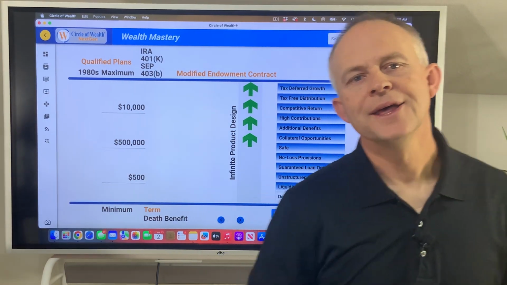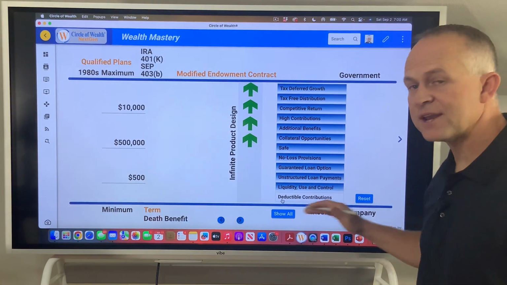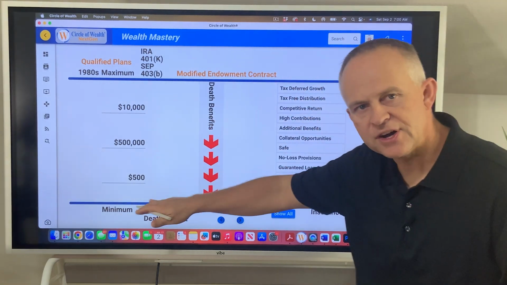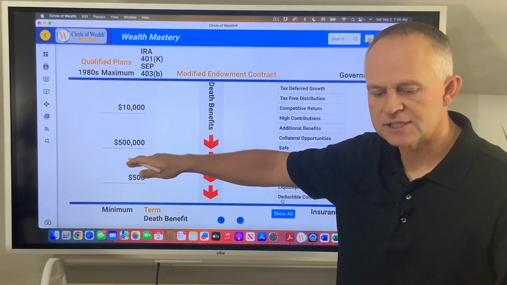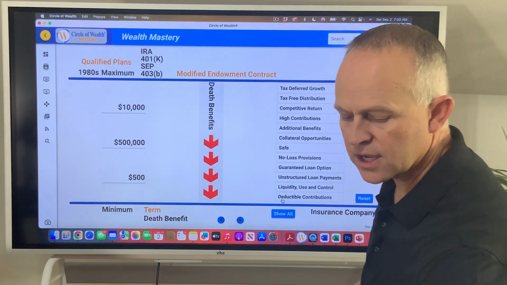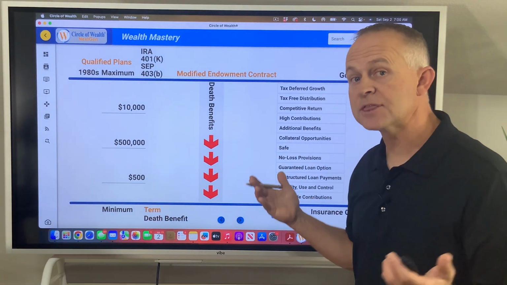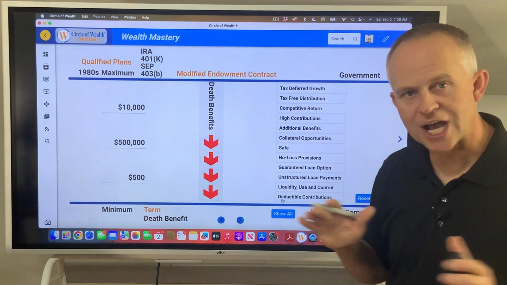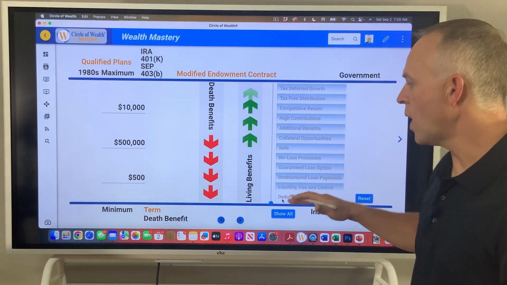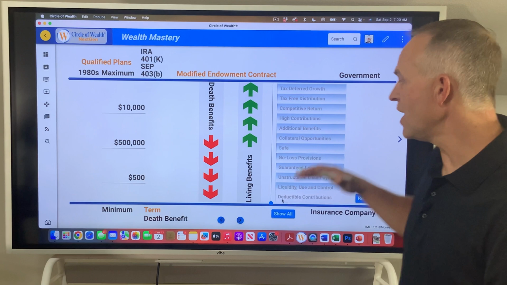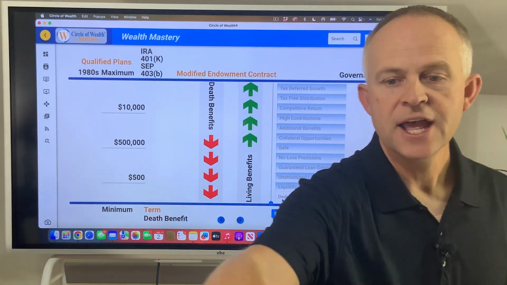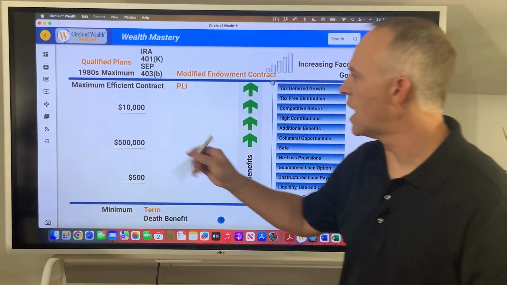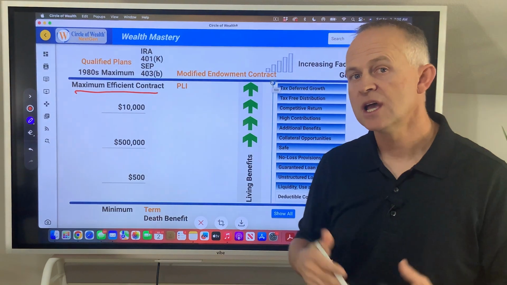So that's the only one that you don't get. But all these other benefits are what we call living benefits. So if you pay $500 for that $500,000 of life insurance, then you're going to get what we call death benefits. That's what you call term insurance. Term life insurance is just a death benefit. But if you want what we call living benefits, all of these benefits that I just explained, then you want as much of those benefits as you can get, and that's what we call a maximum efficient contract.